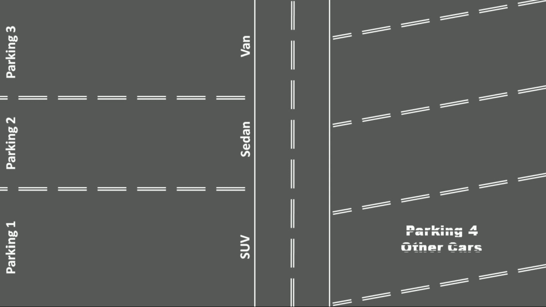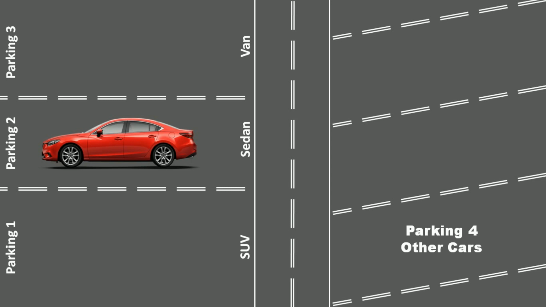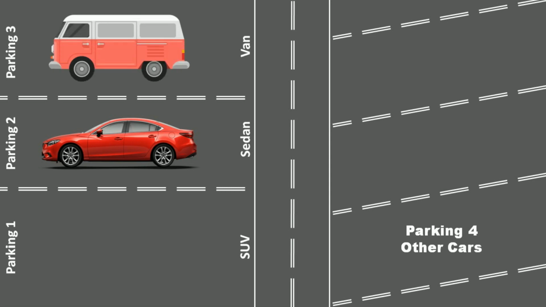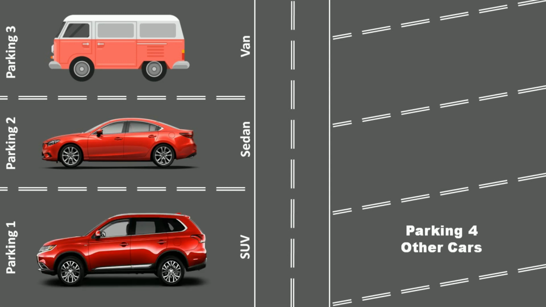Let's say you have a parking lot where you categorized spaces for different types of cars. You allocated parking 1 for SUV, parking 2 for sedan, parking 3 for van or minivan, and parking 4 for other cars. When a car enters into the parking lot, you first check the car type. If a sedan car enters, you assign it to parking 2. If it is a van, you assign it to parking 3. If it is a SUV, you assign it to parking 1.